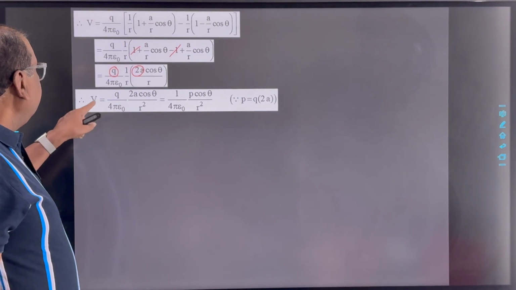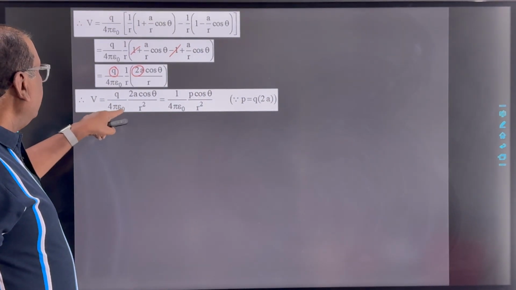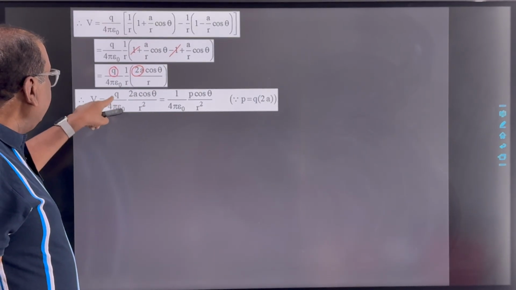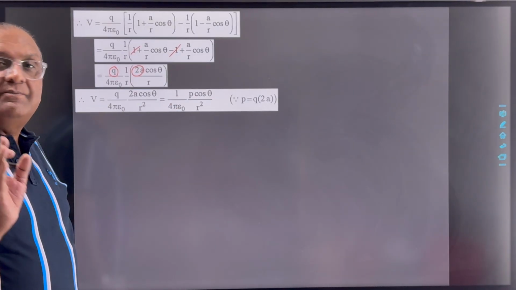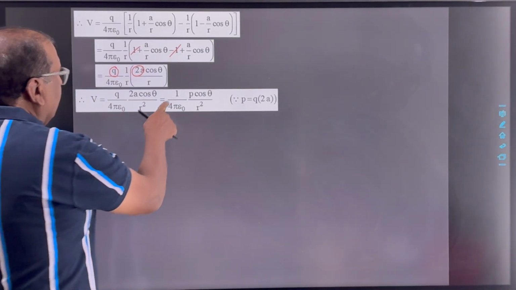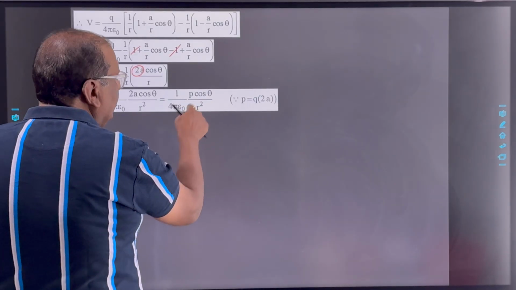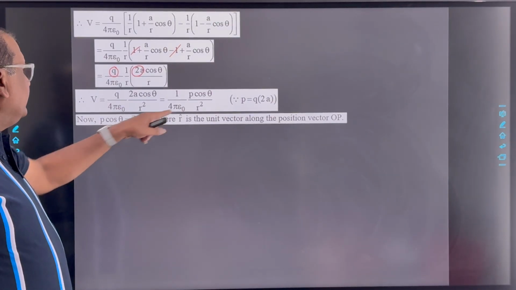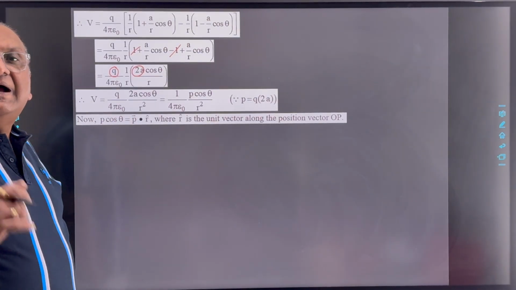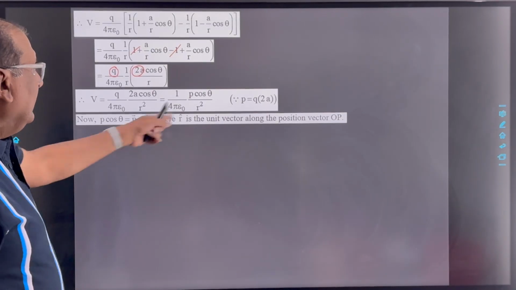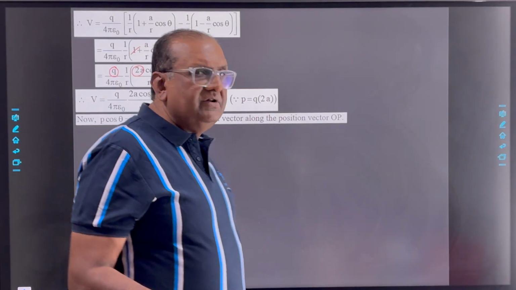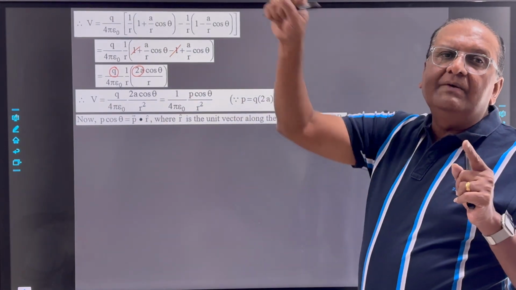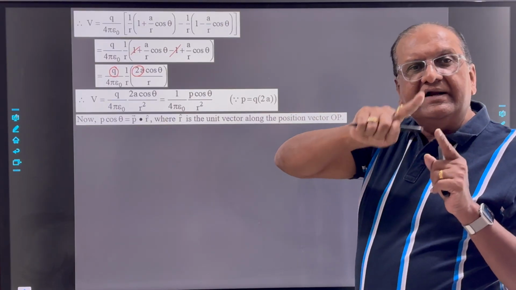So we can write V, that is equal to Q upon 4 pi epsilon 0, 2A cos theta, R into R square, and 2A into Q, that is P, the dipole moment. So we can write 1 upon 4 pi epsilon 0, P cos theta upon R square. So here P cos theta, you can write P dot R caret also, where R caret is the unit vector along the position vector OP, means center to the point where we are calculating the electric potential.